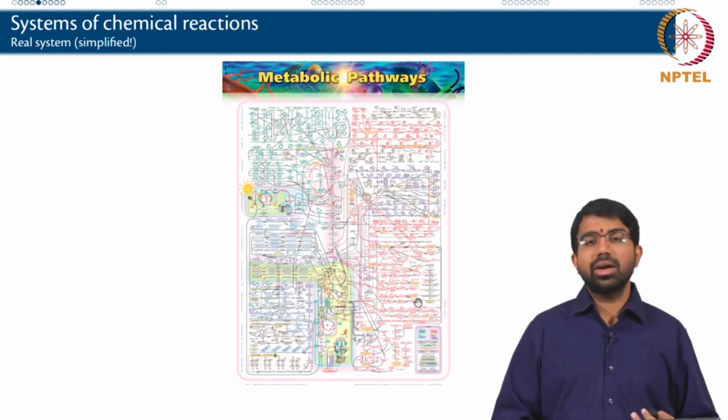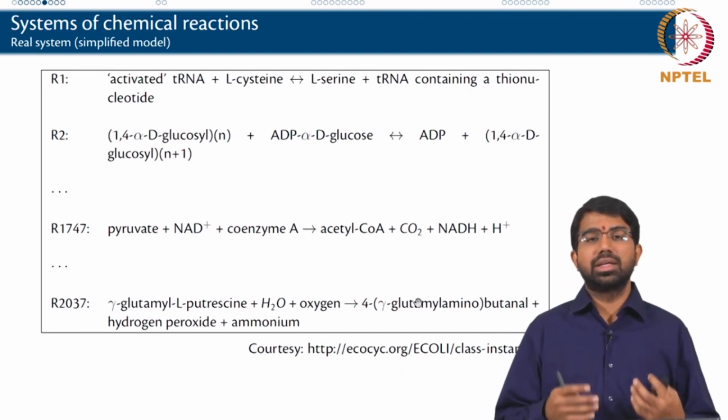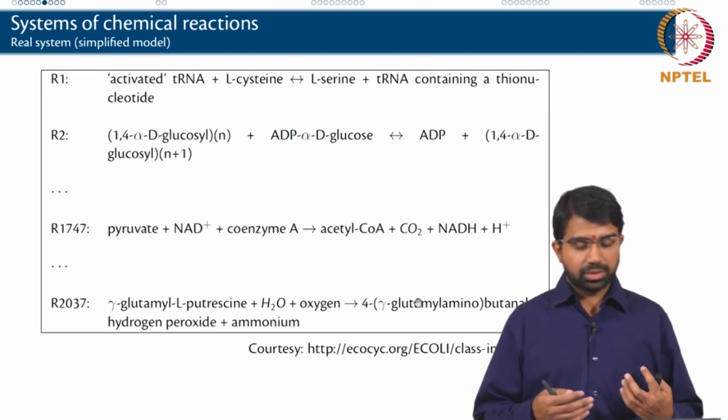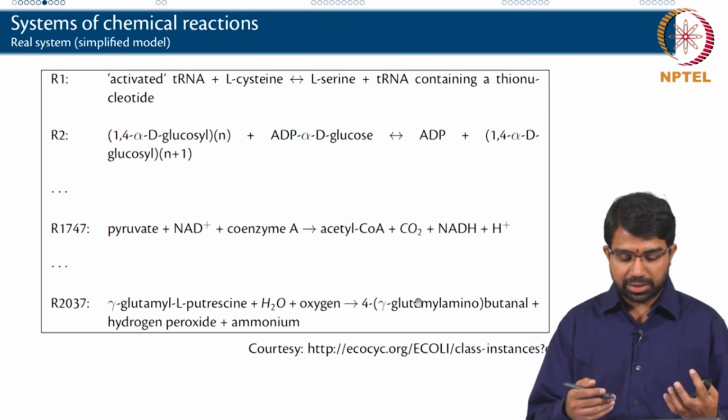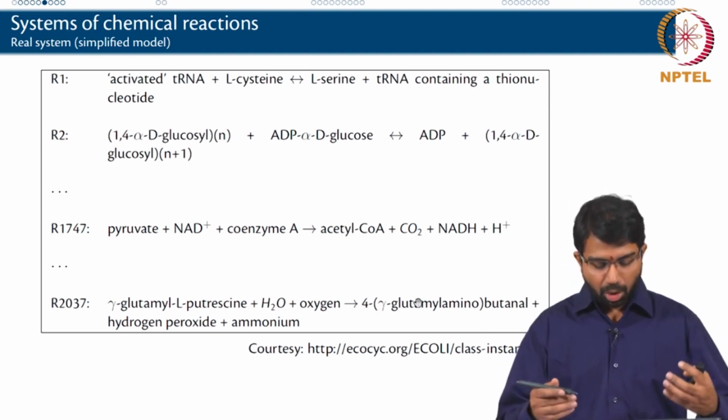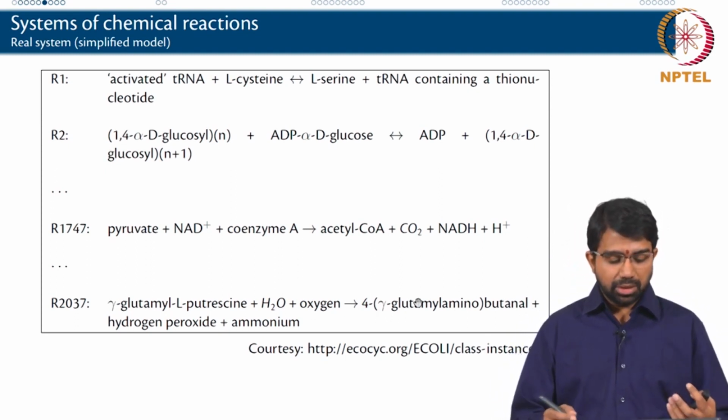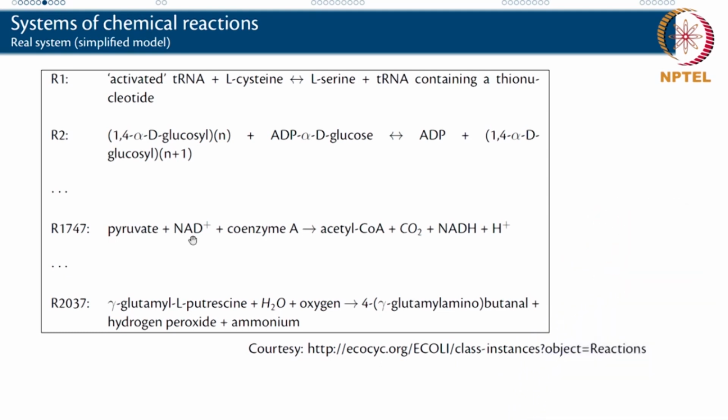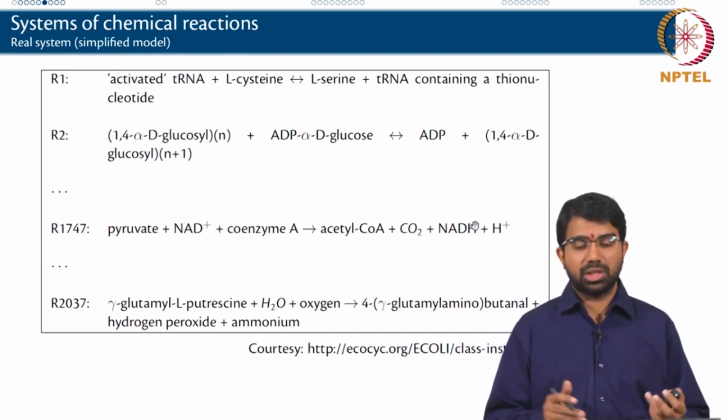But if you were to model it, I would just write it down as a long linear set of reactions. So, this is an alphabetical list which goes from activated tRNA plus L-cysteine giving something, all the way up to gamma glutamyl putrescine, and somewhere along the middle you may be able to recognize that you have this tricarboxylic acid cycle reaction. So, this is what a modeler essentially works with.